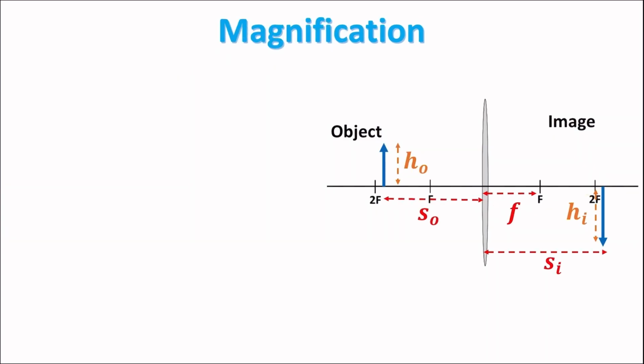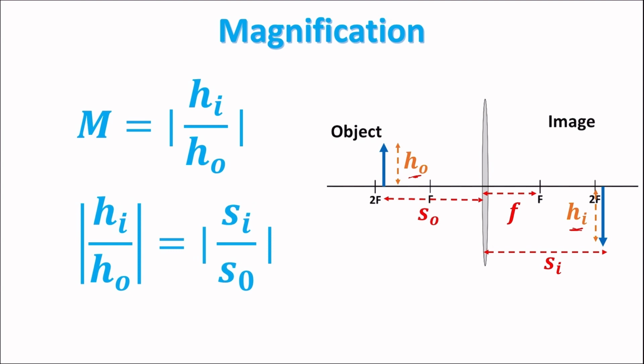The magnification formula for a lens is also the same as a mirror. It's defined as HI, the height of the image, over HO, the height of the object. And again, this ratio of the heights is also equal to the absolute value of the ratio of the distances to the lens, SI over SO, where virtual images are upright and real images are inverted.